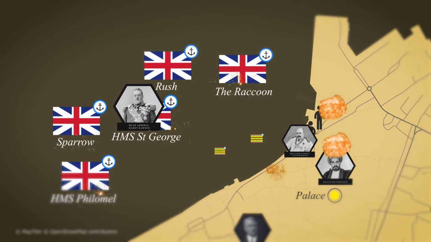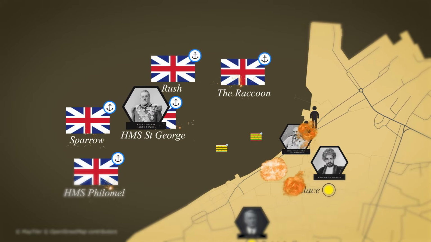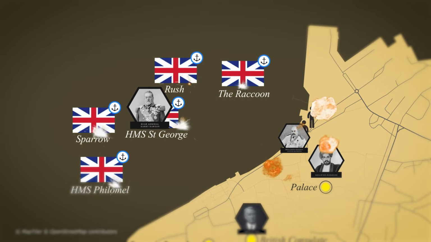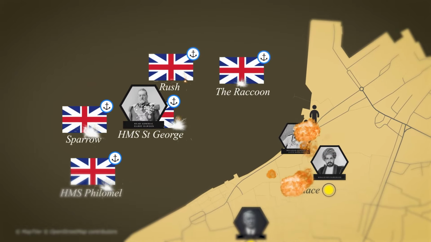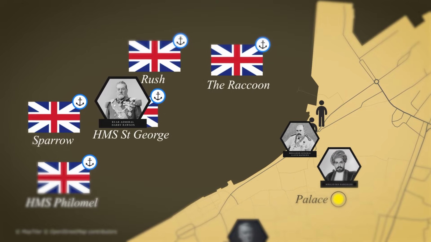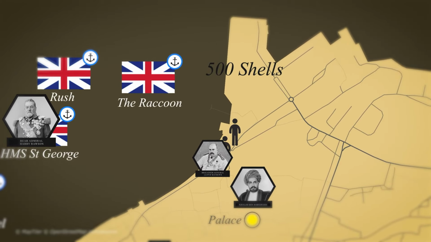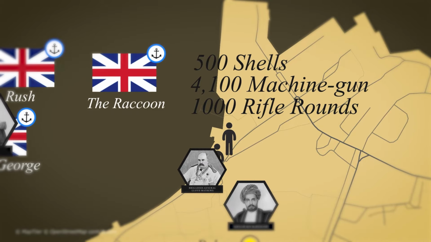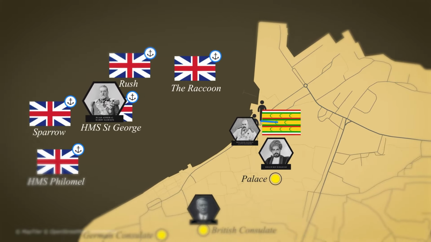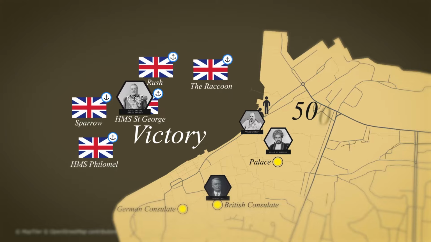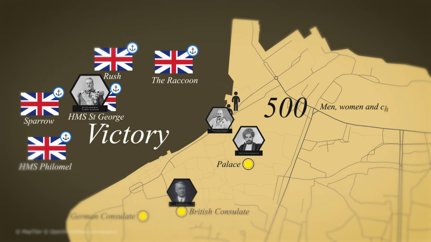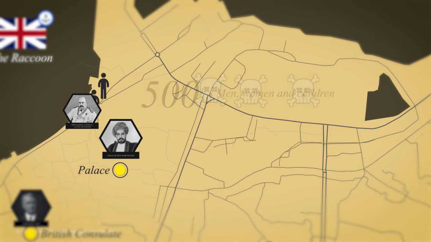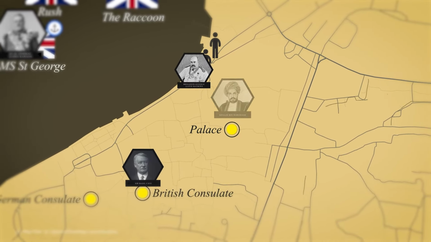Two Zanzibari steam launches suffered a similar fate when they fired upon HMS Thrush. Their crews survived and surrendered to the British. By approximately 38 minutes past 9, the guns fell silent, having discharged 500 shells, 4,100 machine gun, and 1,000 rifle rounds. With Khalid bin Barghash's flag shot from its mast, the British declared victory. 500 Zanzibari men, women, and children lay dead or injured in the ruined precincts of the palace. Of Khalid, the self-appointed Sultan, there was no sign.